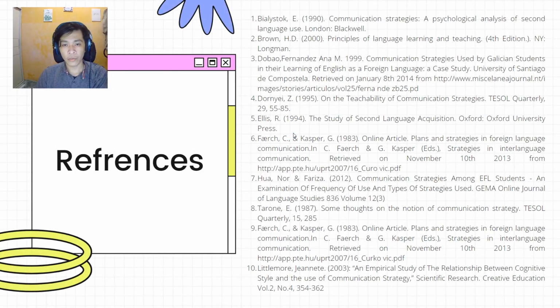Reference. The journal has many references. The first is Bialystok, E. in 1990, Communication Strategies: A Psychological Analysis of Second Language Use, in London, Blackwell. Two, Brown, H. D. in 2000, Principles of Language Learning and Teaching, fourth edition, in New York, Longman. Three, Dobao Fernandez, Ana M. in 1999, the title Communication Strategies Used by Galician Students in Their Learning of English as a Foreign Language.